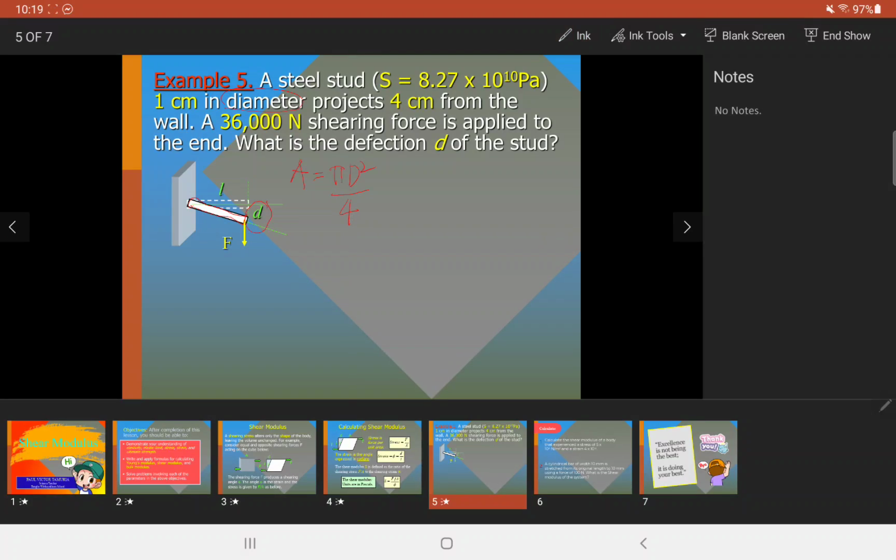Okay, can you see that? Maybe I need to change my pen. Let me change my pen to color yellow. Okay, and then let me erase that. How do I erase this one?